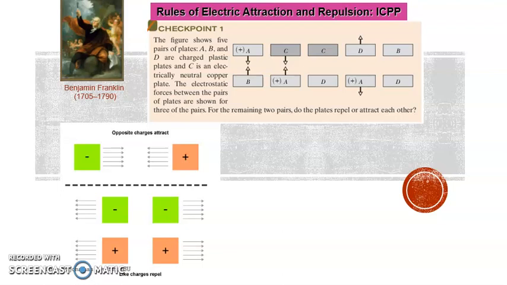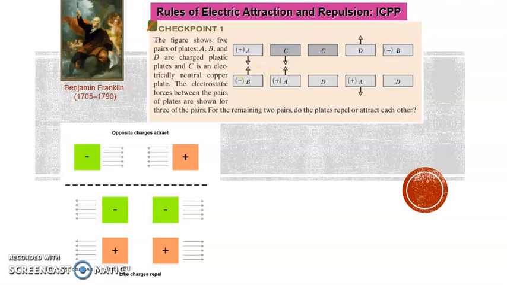Say for example, I have given a positive charge to A. Then what will be the intuition from this condition? A has a positive charge. Then what happens to B? For B to attract towards A, B must be negative. So B will be negative.